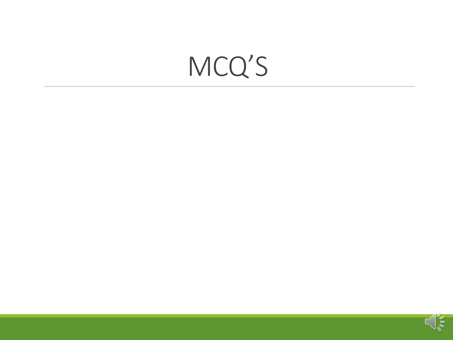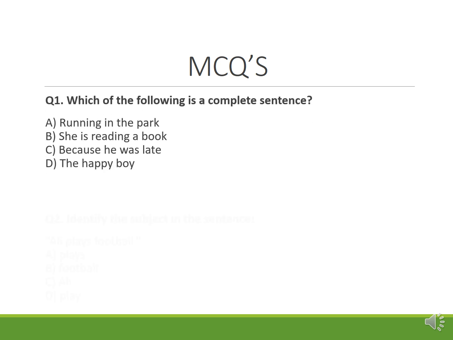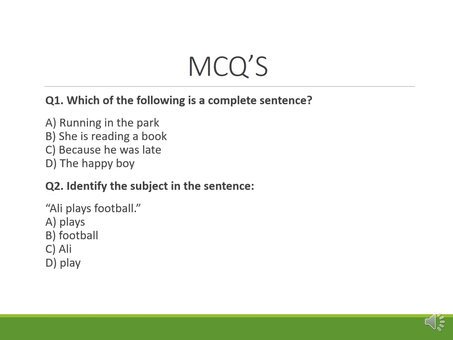MCQs. Which one of the following is a complete sentence? Number A, running in the park. B, she is reading a book. C, because he was late. D, the happy boy. B, she is reading a book, is the correct answer for this.